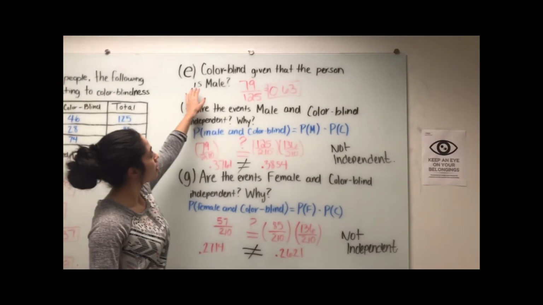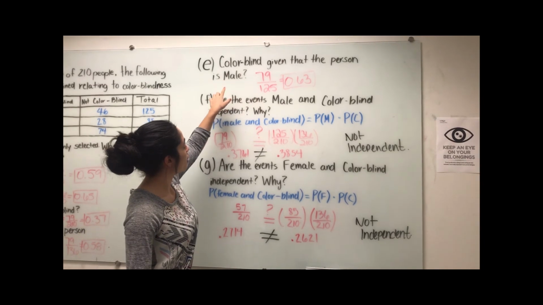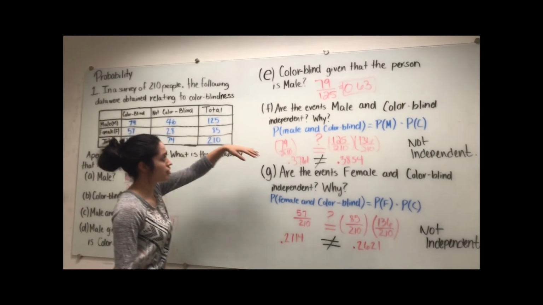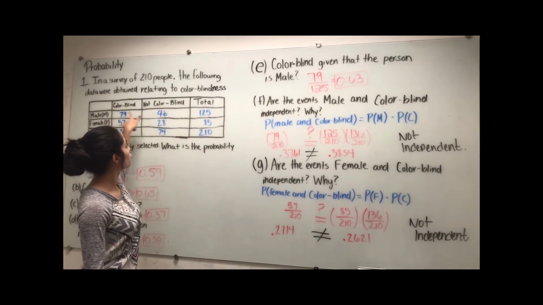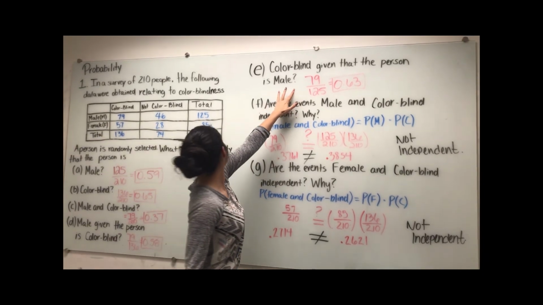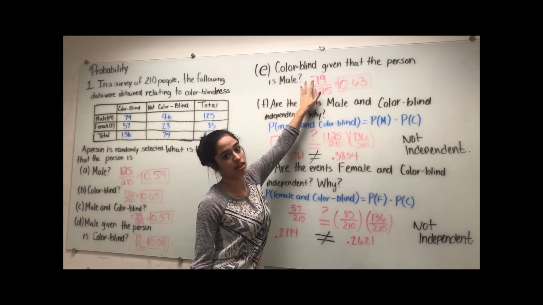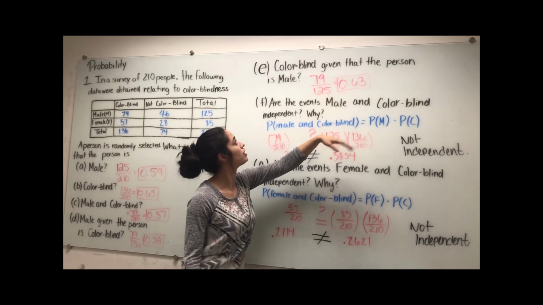For E, we have colorblind given that the person is male. So now our total is going to change again because it's given that the person is male. The total for male is 125, and male and colorblind is going to be 79. And this is our answer for that.